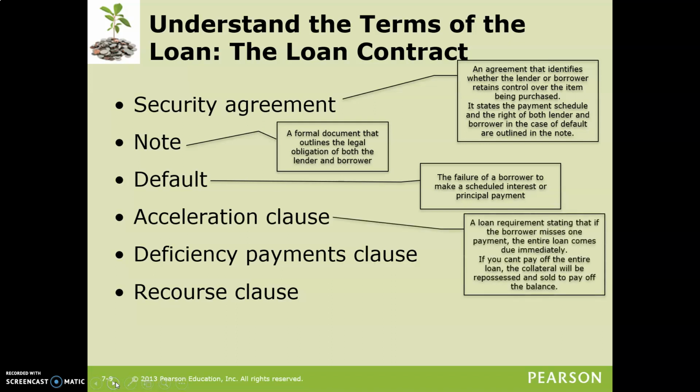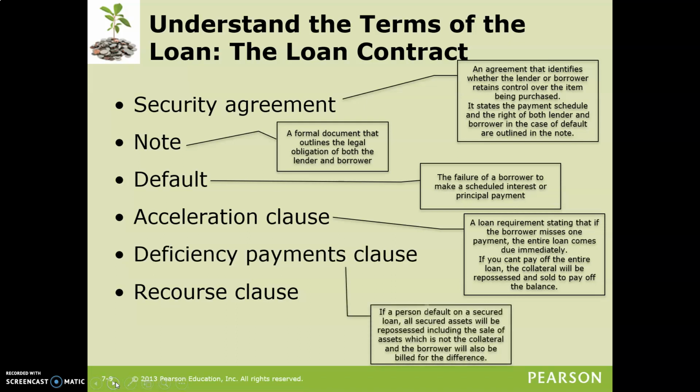Acceleration clause is a loan requirement stating that if a borrower misses one payment, the entire loan comes due immediately, meaning you have to pay the entire loan. If you can't pay off the entire loan, the collateral will be repossessed and sold to pay off the balance.